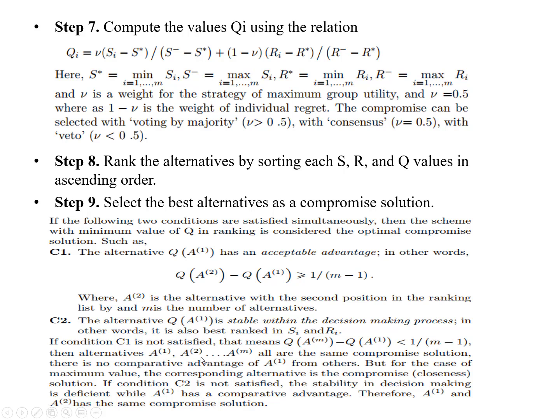Then alternatives A1, A2, up to AM are all the same compromise solution. There is no comparative advantage of A1 over the others. If condition C2 is not satisfied, the stability in decision making is deficient, although A1 has a comparative advantage. Therefore, A1 and A2 are the same compromise solution. So if this is not satisfied, then A1 and A2 are both the best solution, and you will not be able to decide that A1 alone is the best.